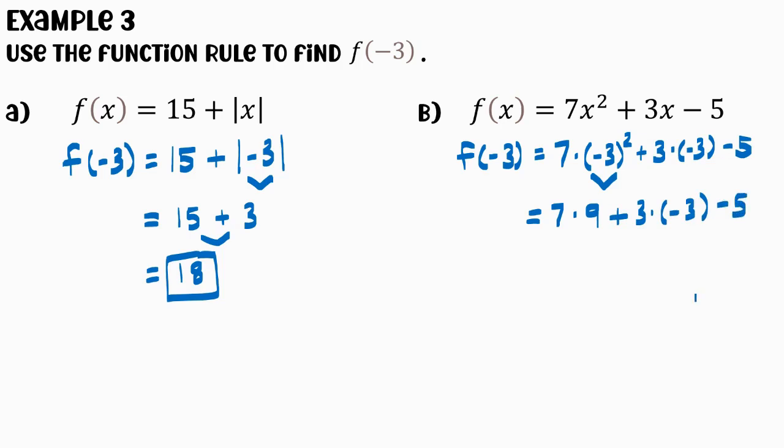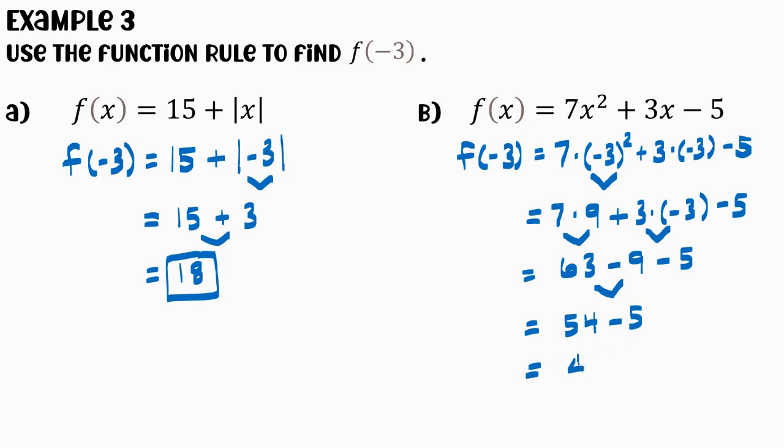Okay, so next I'm going to do multiplication and division. So I have 7 times 9, and that is 63. And I also have 3 times negative 3, and that is negative 9. And then I'm going to bring down my minus 5. Okay, so then 63 minus 9 is 54. And then bring down minus 5. And then 54 minus 5 gives me 49. Okay, so f of negative 3 is going to be 49.